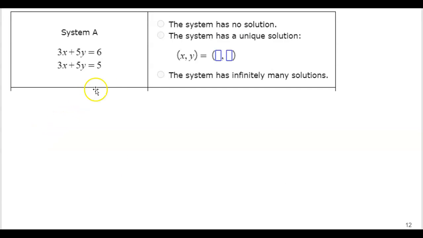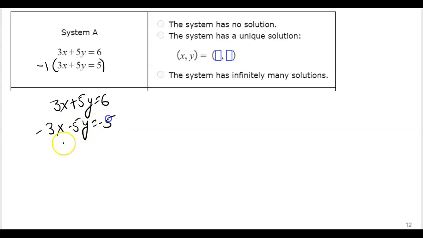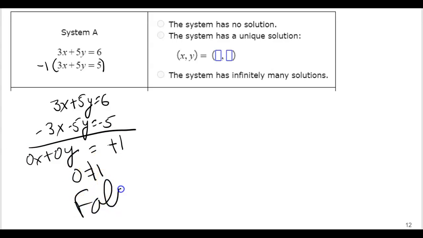Let's go ahead and try this last one. I do not have opposites. I'm going to go ahead and multiply the bottom one by -1. Then I can add down. +1 equals 0x plus 0y. So 0 equals +1. That's not true. So if it's false, it has no solution. So this is skill 2.